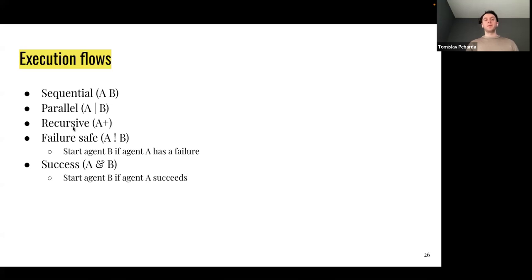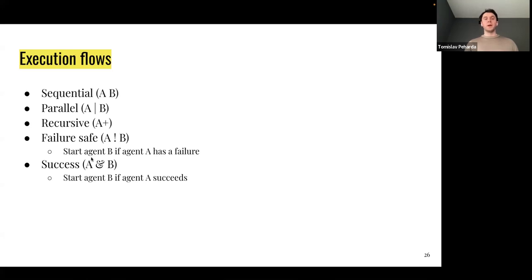We have recursive, where once agent A is completed, let's say we have a one-off agent with one-off business logic. Whenever the business logic completes, the agent shuts down for whatever reason. And then with the recursive execution flow, we will keep starting it up. We also have a failure safe execution flow.